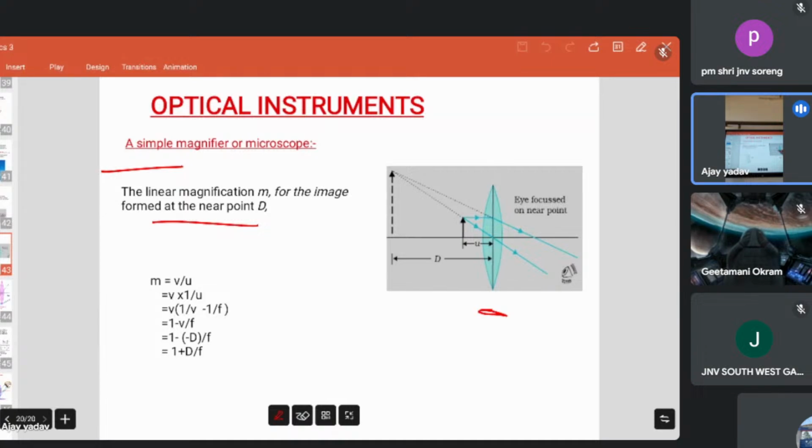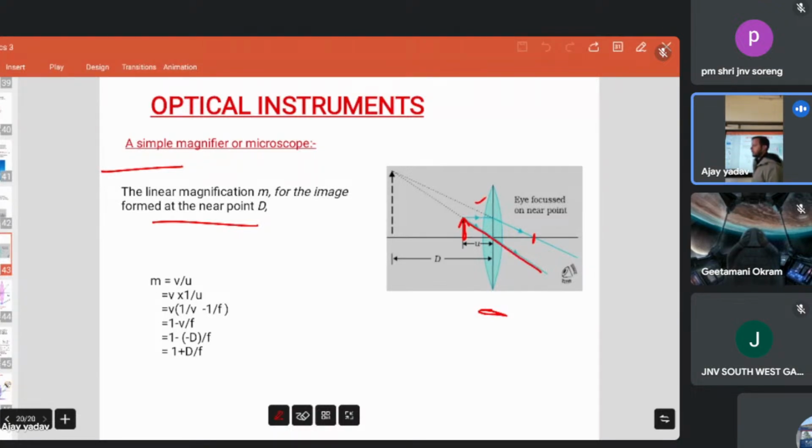So here consider this is the object. One ray will be incident on the lens parallel to the principal axis. After refraction, it will pass through the focus. And the second ray will pass through the optical center. So after refraction, it will go straight.